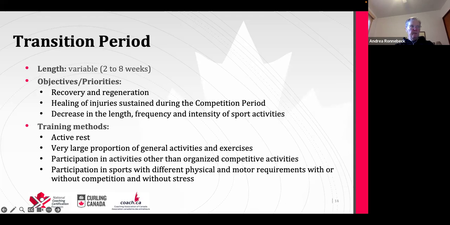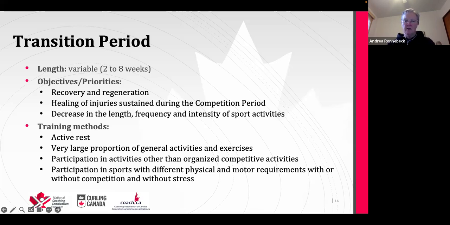The transition period, it's variable. It's all about recovery and regeneration, healing of injuries, decrease in the length, frequency, and intensity of sport activities. You often get curling athletes who are well-rounded and maybe have an off-season sport that they're very good at, and they want that intensity and they want to compete. So this is something that you would consider and perhaps build a little bit longer transition period for them.